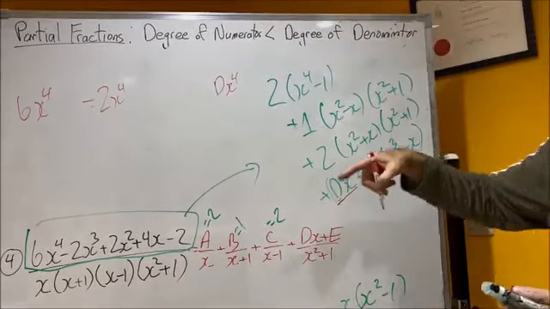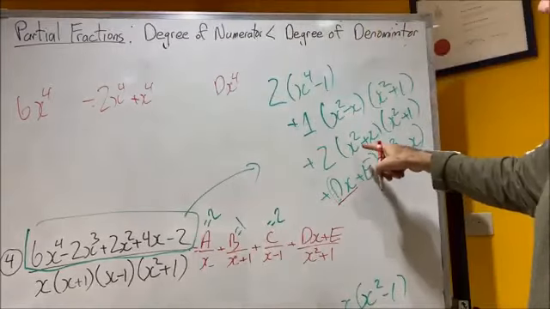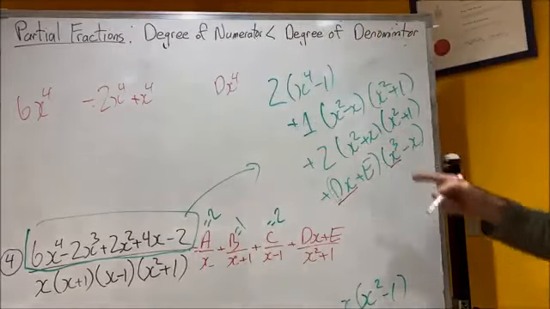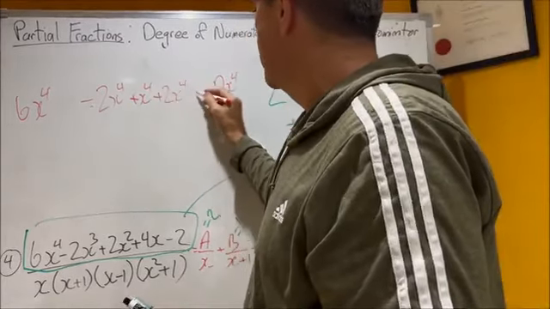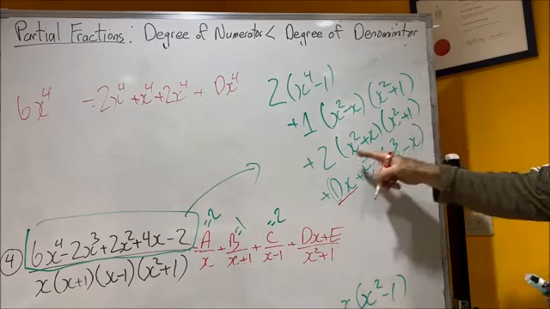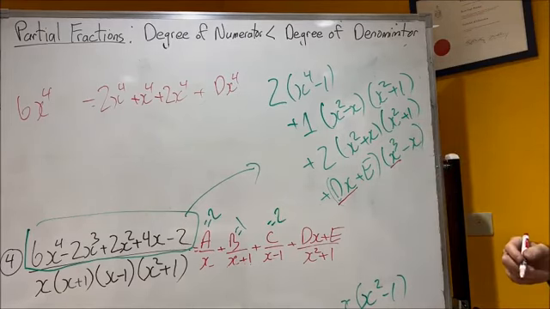X squared times x squared, that's another x to the fourth, right? Same thing here. X squared times x squared, x to the fourth, but a 2. So I got 2x to the fourth. Did I miss any? No, there's no more in here. There's no more here, right? X cubed now? No. I think that's it.